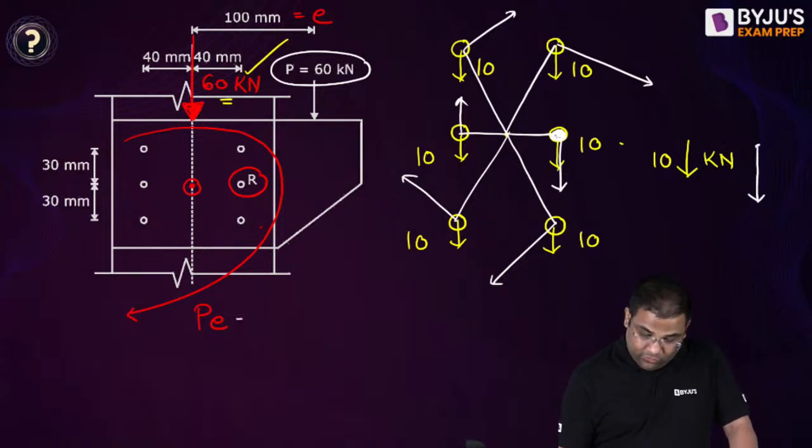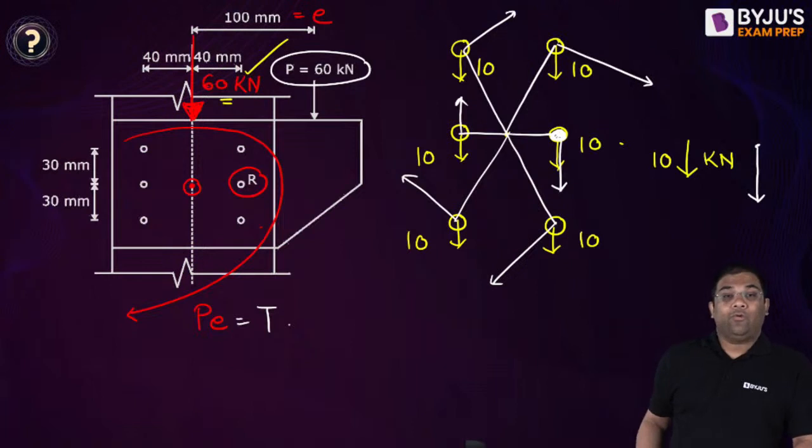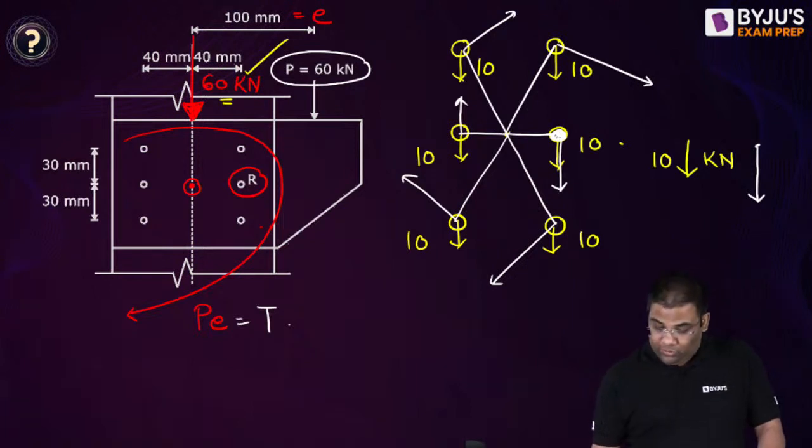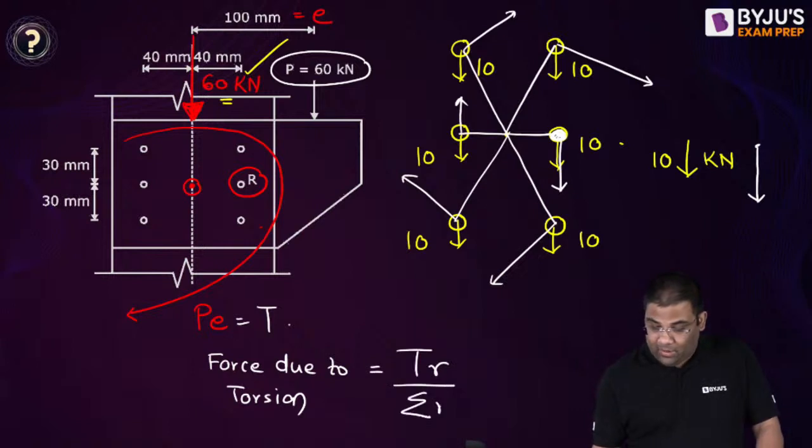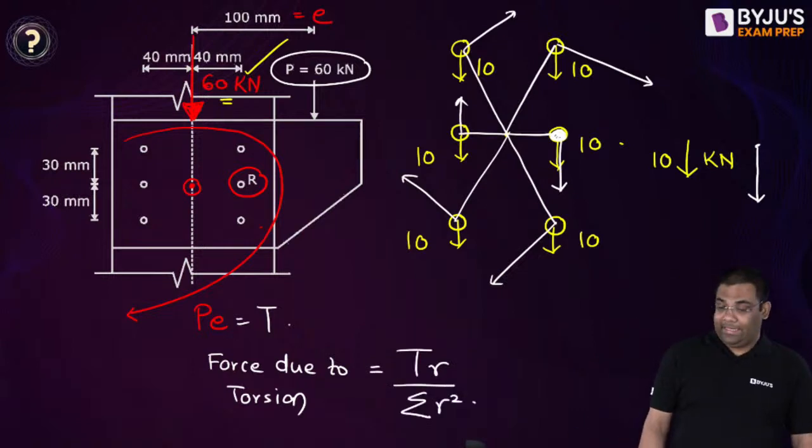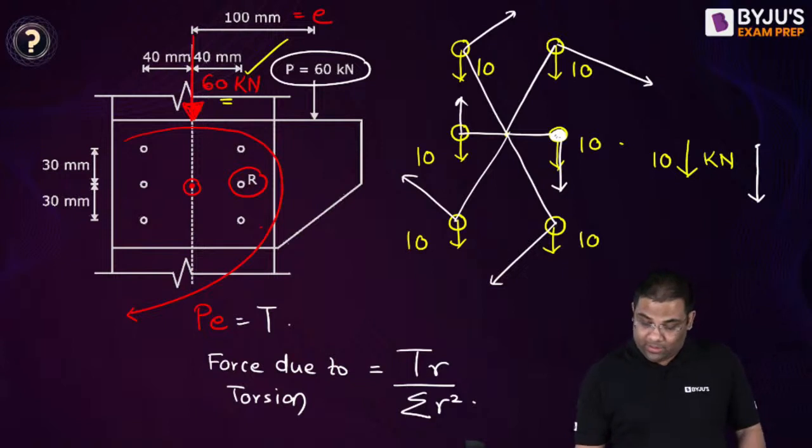How to find the force due to torsion? What is the formula? The force due to torsion is equal to T R by summation of R square. Now what is T here? T is P into E. P is 60, eccentricity is 100. So T is P into E.